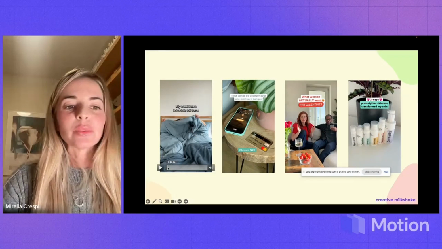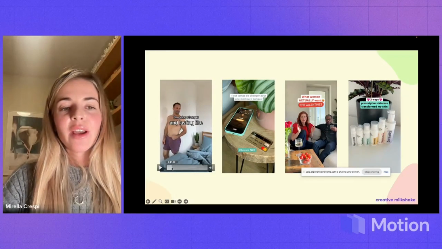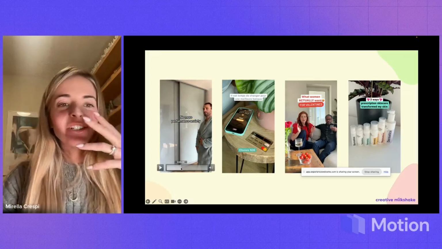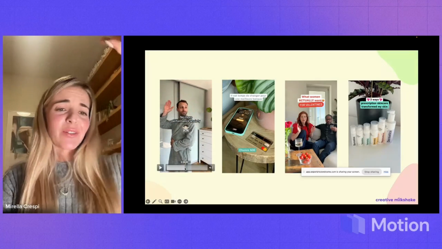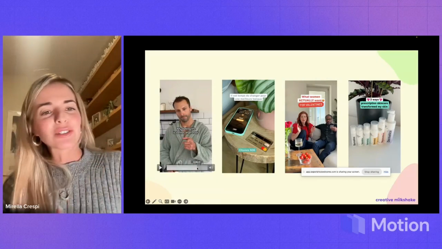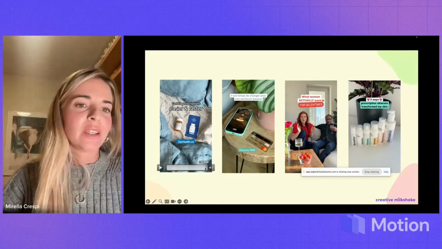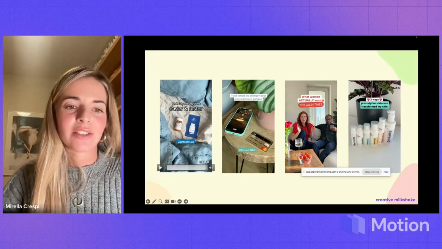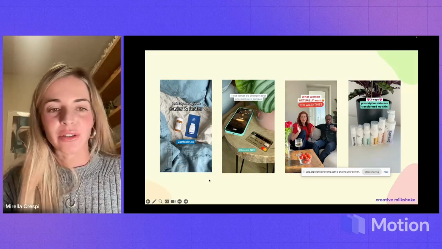So super easy, super simple, feels really native. It's just funny. It's just the sound of confidence, and he's feeling himself. He's waving to the imaginary crowd. He's feeling so good. And then boom, get your prescriptions easier and faster. And this ad absolutely crushed.